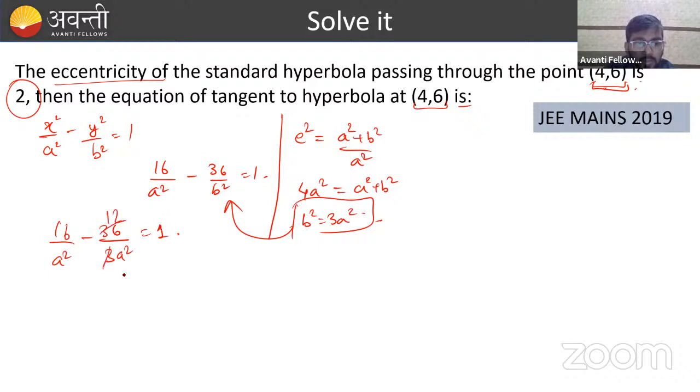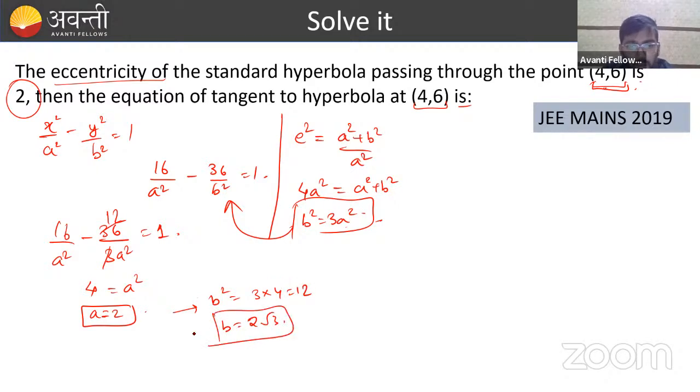This will become 12 over a², so a² will be 4, and a will be 2, right? Since a is 2, b² will be 3 into 4, which is 12, and b will be 2 root 3. So we got the values of a and b.